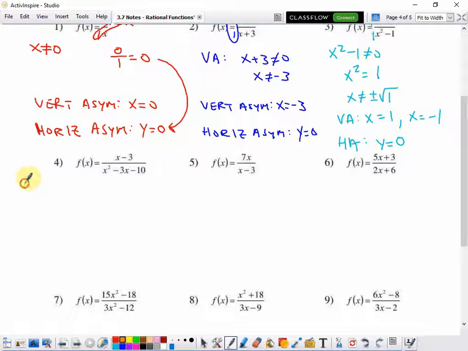In number 4, once again, we'll set the denominator equal to 0. Say that it cannot actually equal 0. This one could be solved by factoring. So we need numbers that multiply to make negative 10 and add up to negative 3. Numbers that do that are 5 and negative 2, or negative 5 and 2. Negative 5 times 2 is negative 10. Negative 5 plus 2 is negative 3. So it factors to x minus 5 times x plus 2.